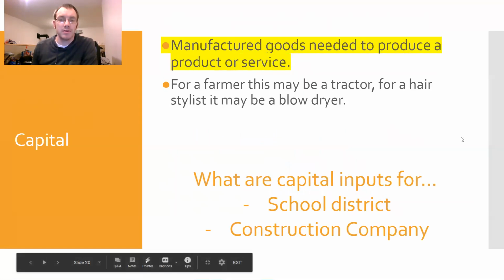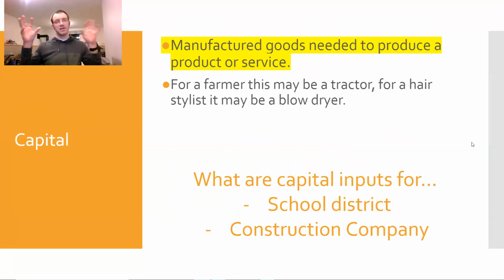Now, the third one is capital. So land had the natural resources. Capital has the expensive items you need to make a product. Okay, manufactured goods needed to produce a product or service. For a farmer, a tractor would fit as a capital good. They need that to produce what they need to. For a hairstylist, maybe like one of those blow dryers you put over your head, that kind of thing. So usually it's more expensive items, but they're manufactured goods that are needed for a product. In general, if we're making cars, the factory is a capital input. The assembly line and the robots would fit.